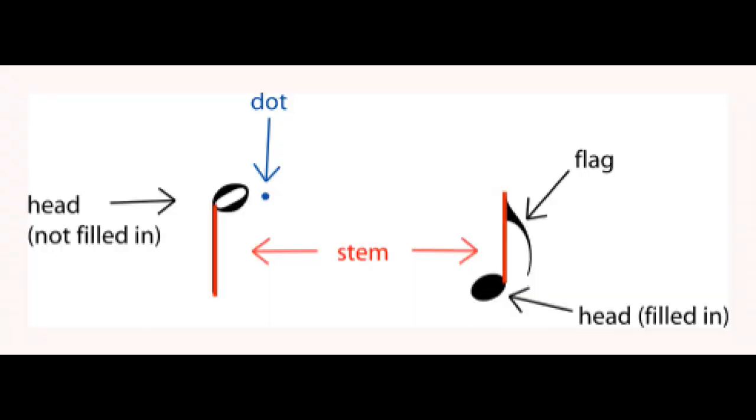Let's take a closer look at the parts of a written note, and these parts determine how long a note will last. The pitch of the note depends only on what line or space the head of the note is on. In this diagram, we have the components of a note: the head of the note, filled and not filled in, the stem of the note, and the flag of the note, and the dot. All of these parts affect how long the note will last.